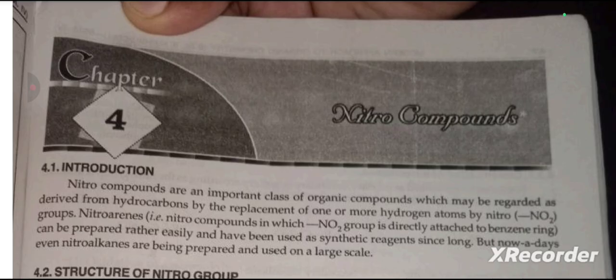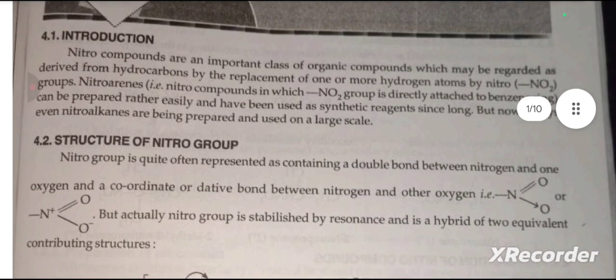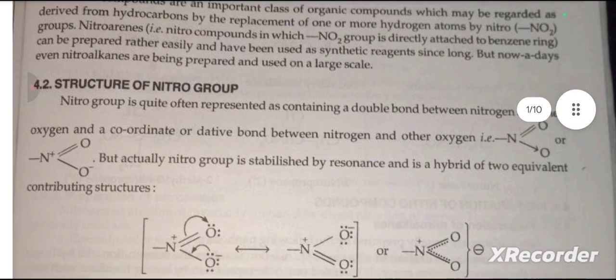Chapter name is Nitro Compounds. Introduction. Nitro compounds are an important class of organic compounds which may be regarded as derived from hydrocarbons by the replacement of one or more hydrogen atoms by nitro groups. Nitroarenes can be prepared rather easily and have been used as synthetic reagents since long. But nowadays, even nitroalkanes are being prepared and used on a large scale.